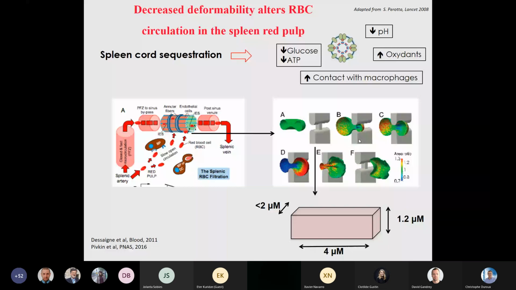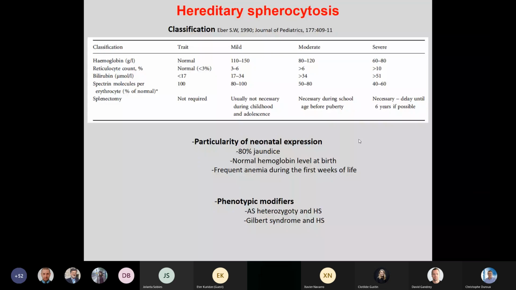And this explains why, in this purely loss of deformability phenotype, spherocytosis, the hemolysis is mainly only splenic, and this is why splenectomy is so efficient in correcting the hemoglobin level of these patients. From a clinical point of view, there is no particularity of spherocytosis. It will be the prototype of extravascular chronic splenic hemolysis.